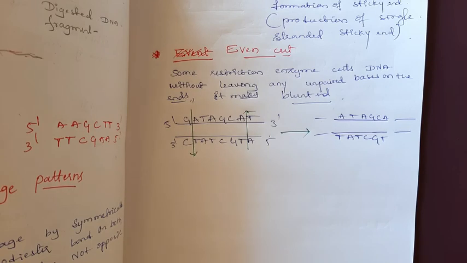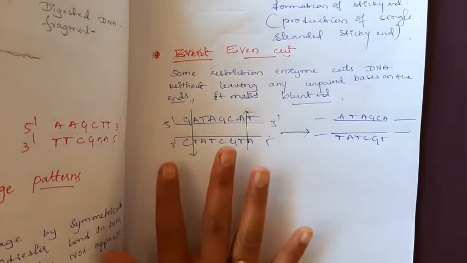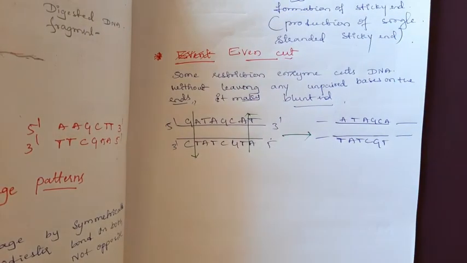Remember this one, it will help when we are discussing recombinant DNA technology, how the gene of interest will be fixed on the plasmid. It depends on the sticky end and the blunt end. That is why I am explaining this more. We will continue the tools of recombinant DNA technology in the next class.